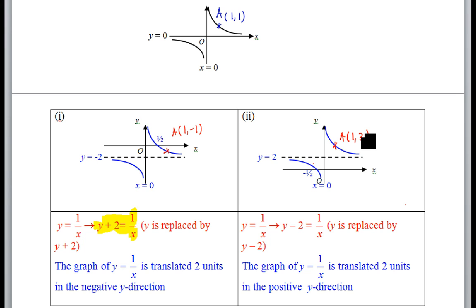Again, why is this negative half here? Because when y is 0, when you substitute y is 0 here, you get x equals negative half. That's just an intercept. Okay? No problem. Are you okay?